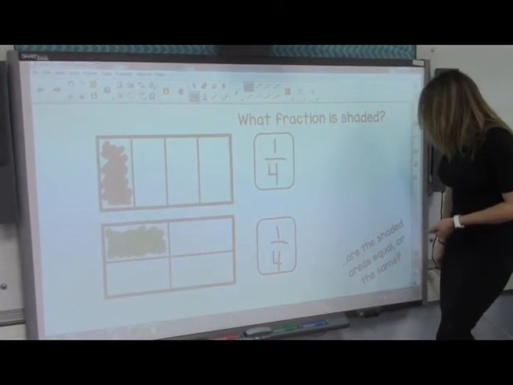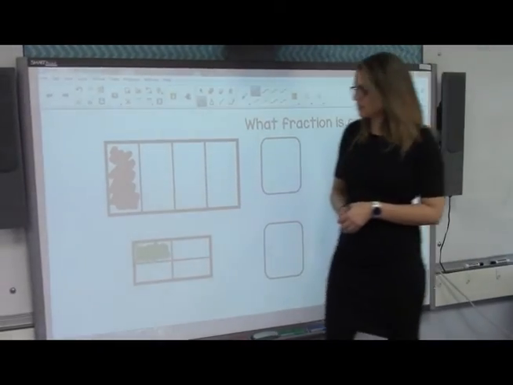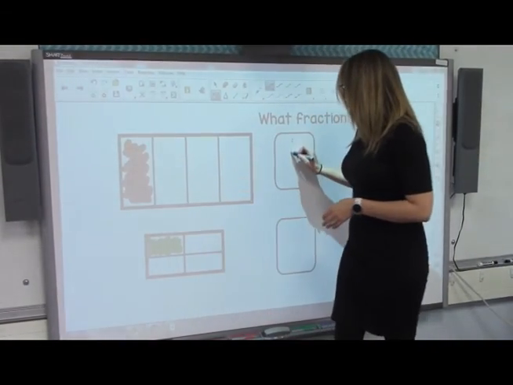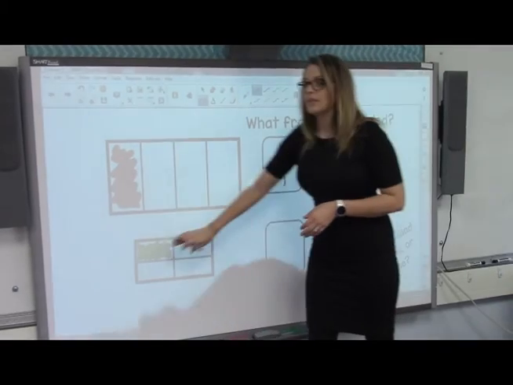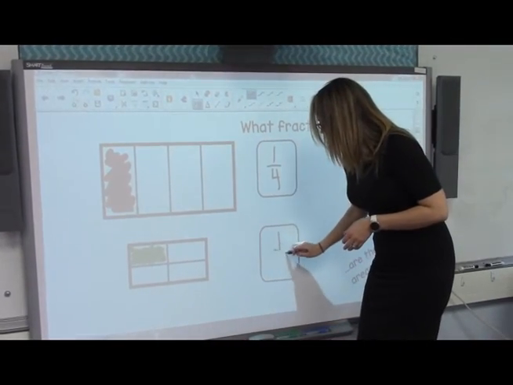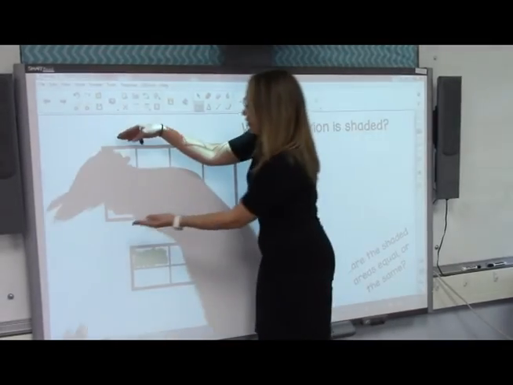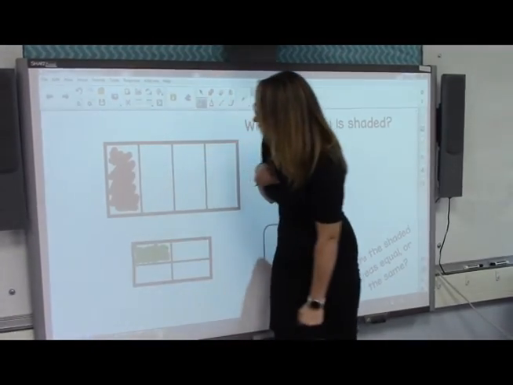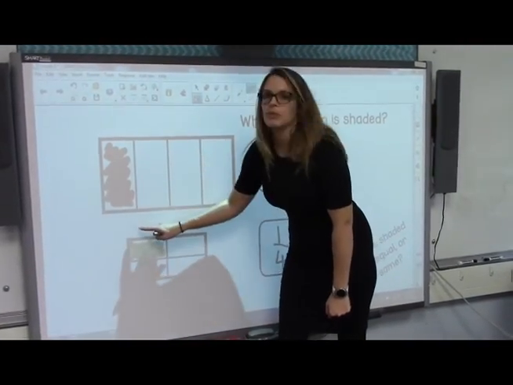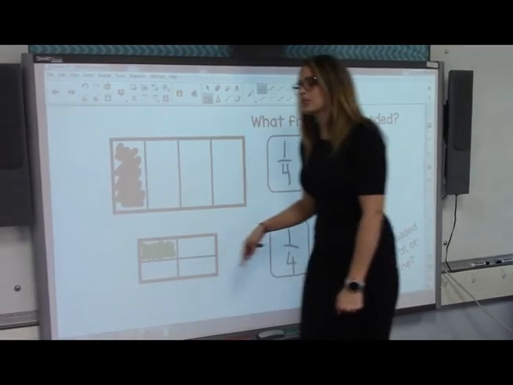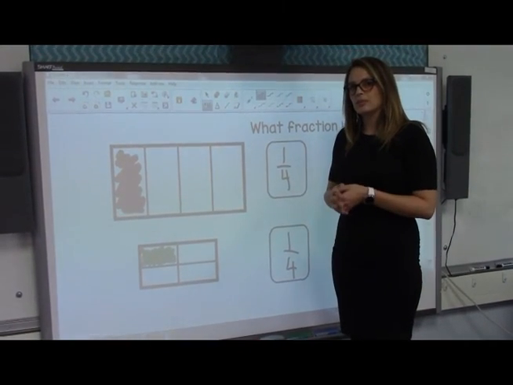But if we look at something like this, it is still 1/4, and this is still 1/4. But the areas are not the same. This right here is a lot bigger than this right here. So when we're comparing fractions, we need to make sure that the shapes are the same size.